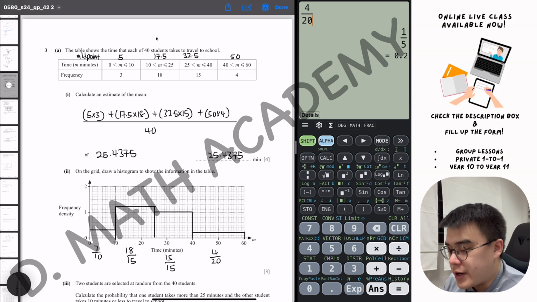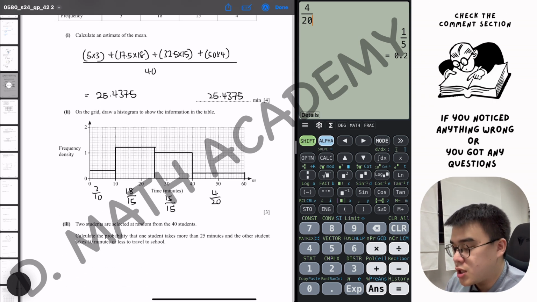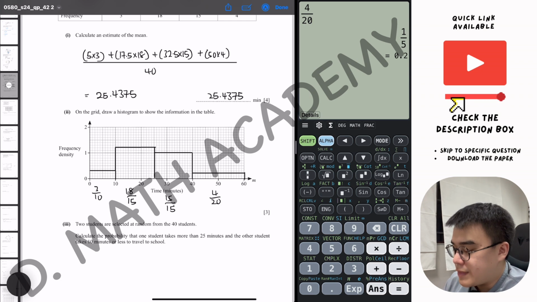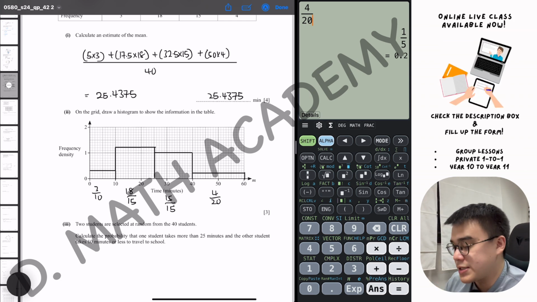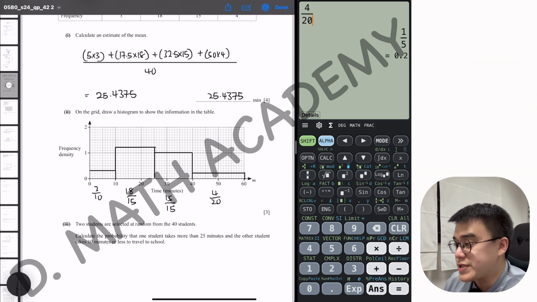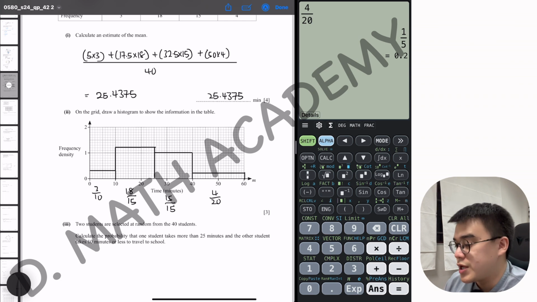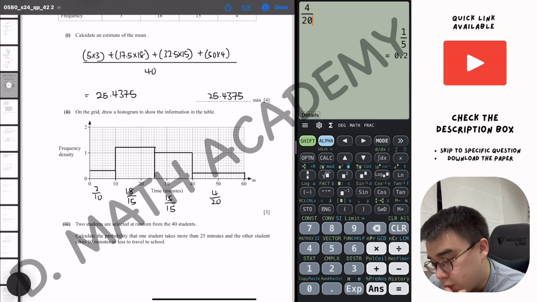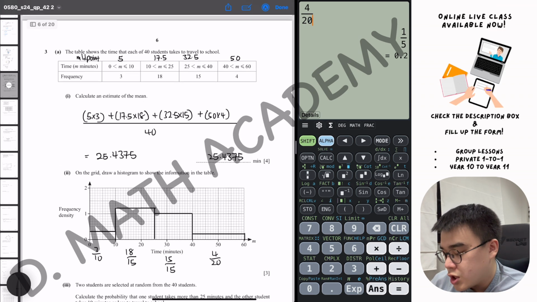Okay, moving on to the next part. 2 students were selected randomly from the 40 students. Calculate the probability that one student take more than 25 and the other take 10 minutes or less to school. The problem with this question is that they didn't tell us specifically which students was chosen first. There's no order or arrangement in place. So we have the option here to decide what to do to this question.